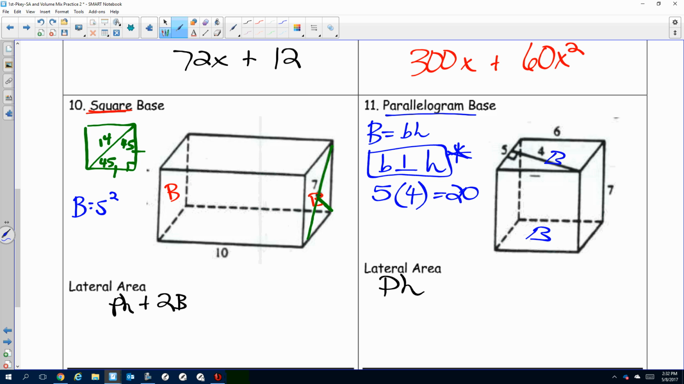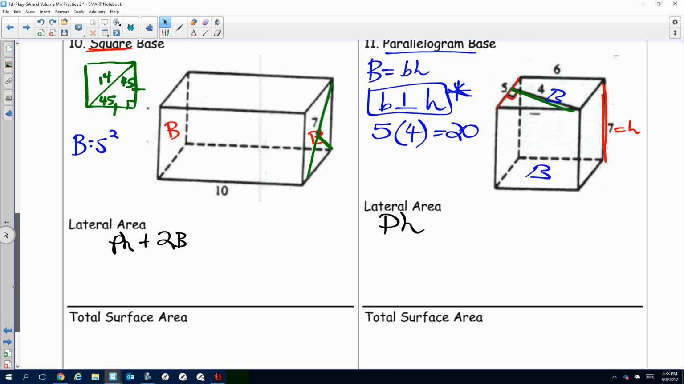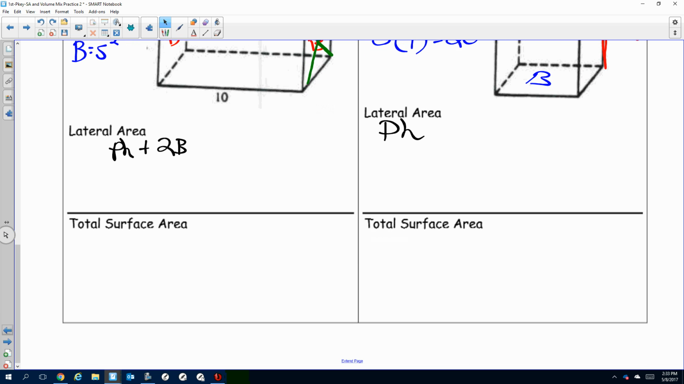Now on 11, your base is a parallelogram, so just remember that the base of a parallelogram has to be perpendicular to the height. There's your box as a clue. You still need to find your perimeter times the height of your prism. The height of your prism is always the distance between the bases. So that's your H for the formula. So break it down into parts, plug in the formula, use the formula for 10 and 11.